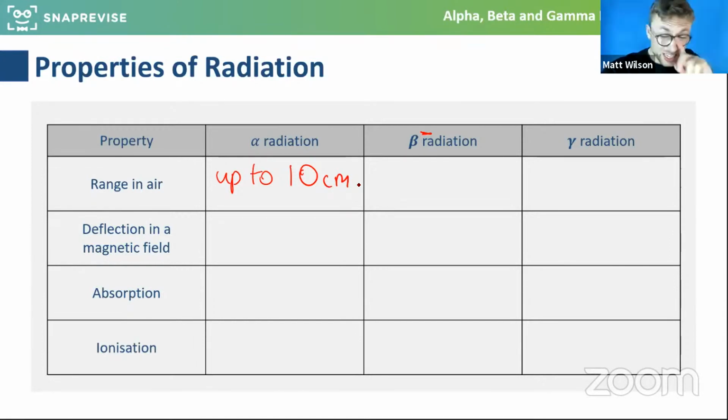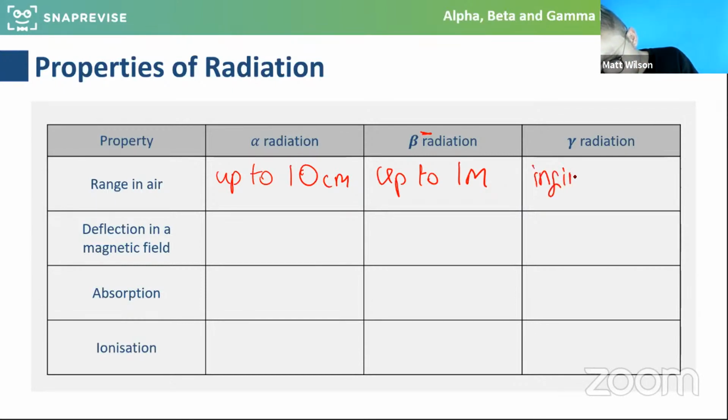For beta radiation, well, beta radiation can get further, and that's the main point. It can get up to about 1 meter. So that's a factor of 10 further. Now, gamma radiation can essentially get as far as you like. It essentially never dies. So it has what we call infinite range. So if you're far away from a radioactive source, the main type of radiation you really need to be worried about is gamma radiation. Alpha and beta probably won't reach.